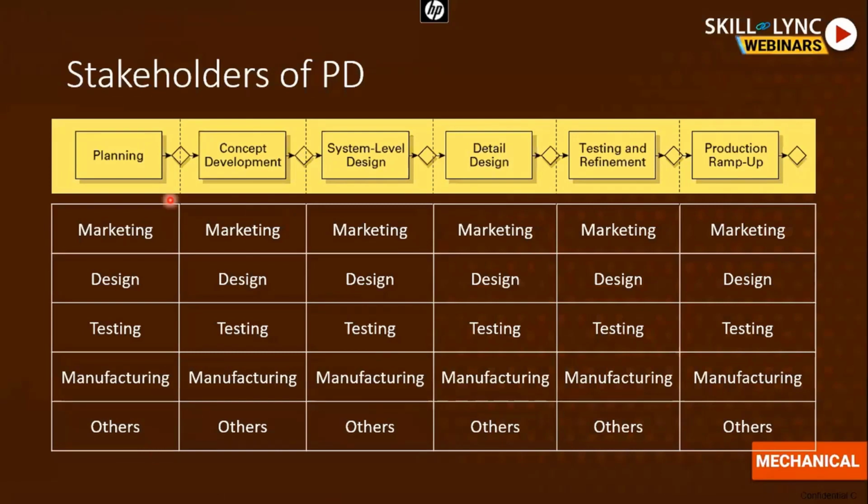So if you say who are all involved in product development, there will be marketing engineers or marketing managers. There will be design engineers, design managers. There will be testing engineers and managers. There will be manufacturing engineers and managers. And of course, the other entities like HR, finance, etc. All these stakeholders participate throughout the product development cycle in all the 6 phases. But who rules what? Who takes the responsibilities on their shoulders in which phase is very important to understand.